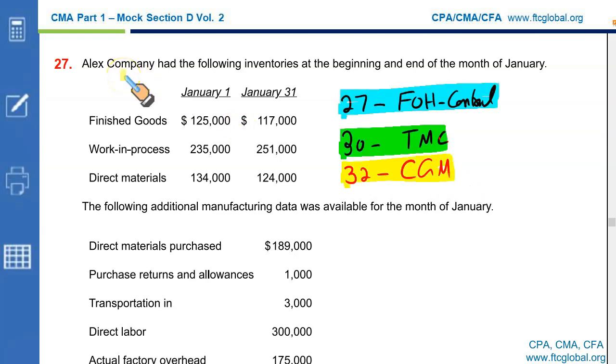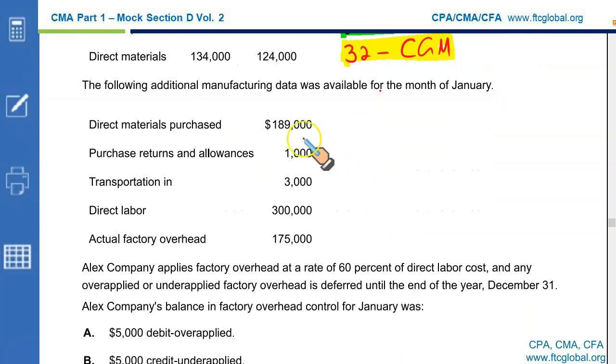Alex's company had the following inventories at the beginning and the end of the month: finished goods, opening, closing; work in process, opening, closing; direct material, opening, closing. The following additional information was available for the month of January. We have direct material purchased, returns, transportation in, direct labor, and actual factory overhead.